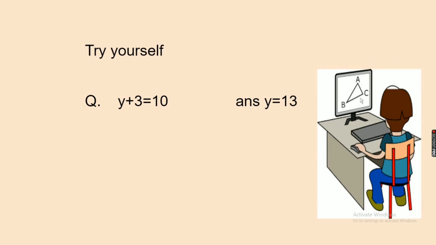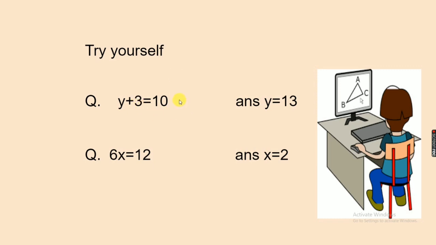So friends, it's time for you to give it a try. Now I am giving you two sums which you have to solve yourself, that is y plus 3 is equal to 10 and 6x is equal to 12. Here you have to find out the value of y and here you have to find out the value of variable x. You have to keep in mind that when we shift this constant term to the other side, its sign would be changed.